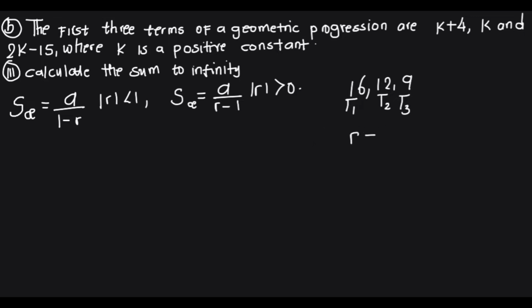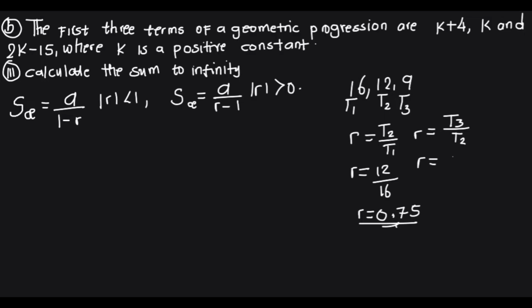So common ratio r is equal to second term over first term. So our second term is 12, over our first term, 16. If we divide 12 divided by 16, I'm getting 0.75. We can also find the common ratio by dividing the third term by the second term. So the third term is just 9 over 12. If we divide 9 by 12, you're still getting 0.75.